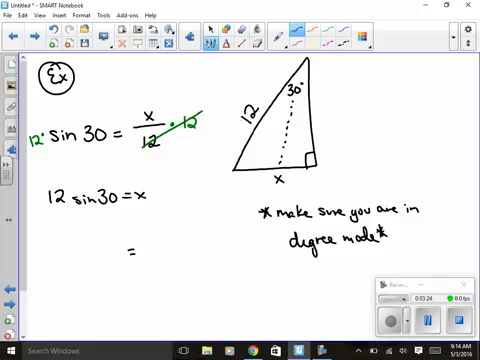If you are using a TI 30, in the screen it should show up as DEG in the bottom of that screen. If you're using a big graphing calculator, you know, a TI 83 or higher, you need to click mode and make sure that degree is highlighted. So when I type this in, I should get x equals 6.